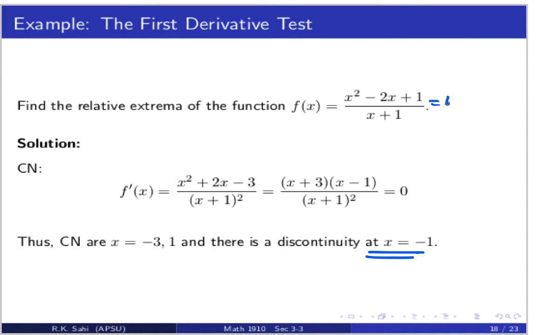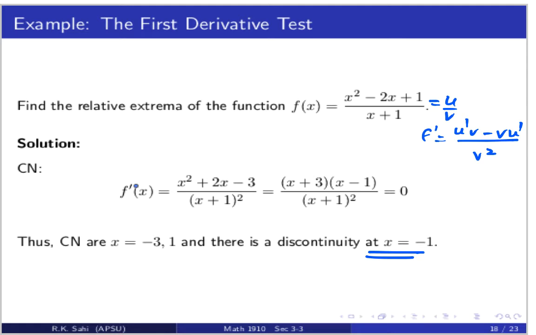So remember it's u over v. So f prime is what? V squared, u prime v minus v u prime. So when you do the math, what you get is x squared plus 2x minus 3 on the numerator. You can easily factor it. You have x plus 3 times x minus 1 over x plus 1 squared is 0.